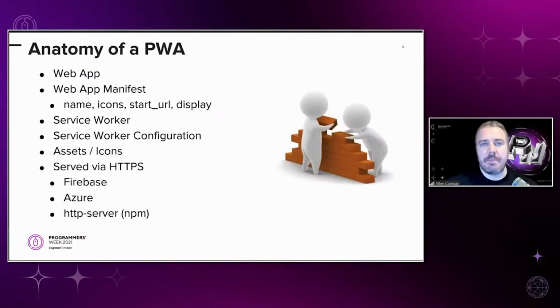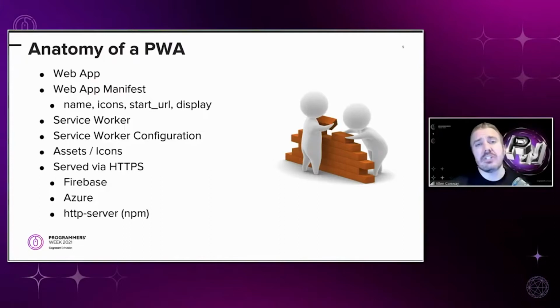What is the anatomy of a PWA? So we talked about the characteristics, but what are the physical pieces that we need? Well, we need a web app. We talked about either an existing one or a new one. And you'll see here that in Angular we're going to get a lot of this added for us. We don't have to manually add these items, but we will need a web app manifest, which gives the metadata about the PWA: the name, the icons, the start URL. We need a service worker and its configuration, and the assets and icons for the install, the icon that goes on the device that will be launched.